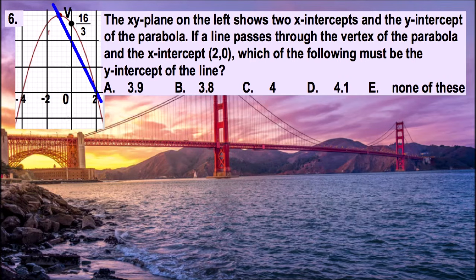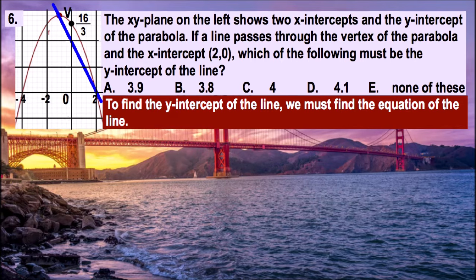Question 6. The xy plane on the left shows two x-intercepts and the y-intercept of the parabola. If a line passes through the vertex of the parabola and the x-intercept point of coordinates 2, 0, which of the following must be the y-intercept of the line? And we have a few options here. So let's get directly into solving this question.